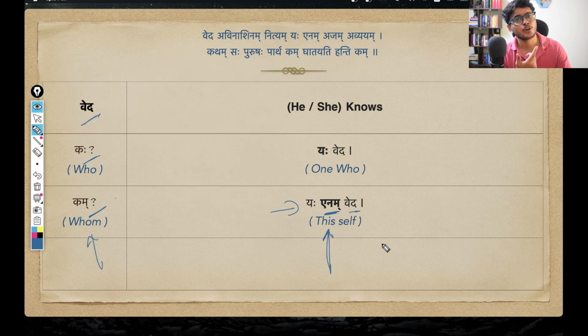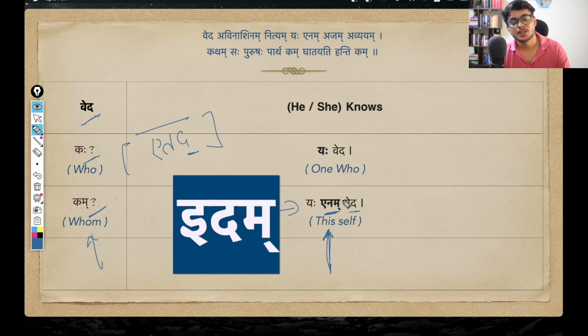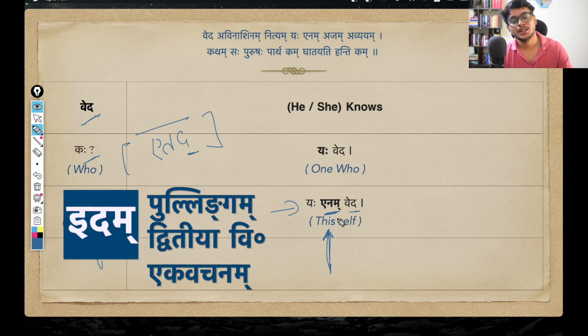We have another pronoun also, that is Etad, right? So to represent this, we have this Etad, this pronoun also, and we have Idam also. This Enam is coming from this Idam Pratipadika. The form here is, of course, Dutiya Vibhakti, the second word case. Why? Because this is the object of this Kriya. That Yah Enam Veda, one who knows this. So this is the object, so Dutiya Vibhakti Ek Vachanam.